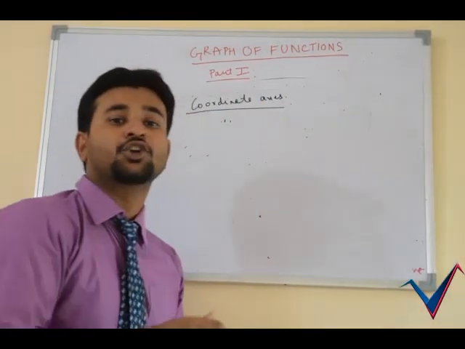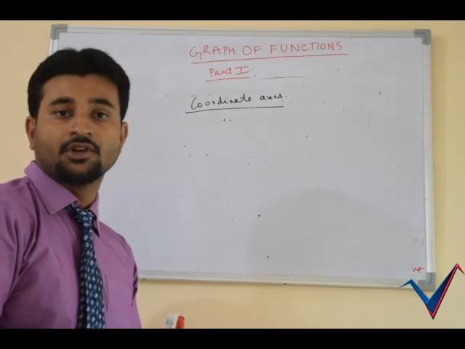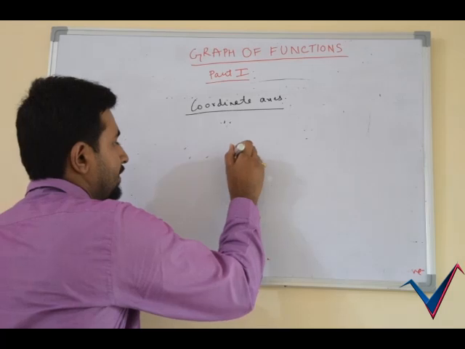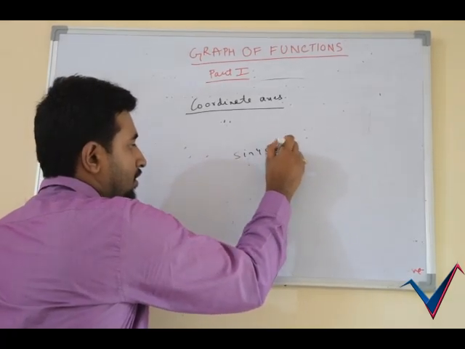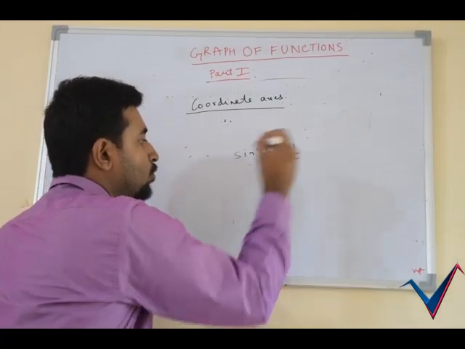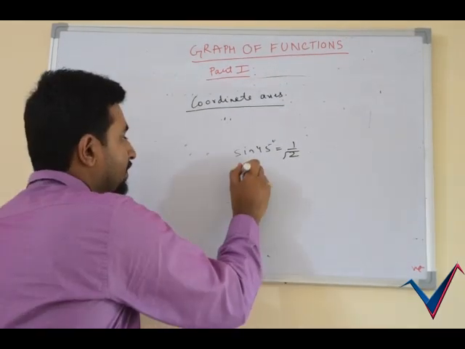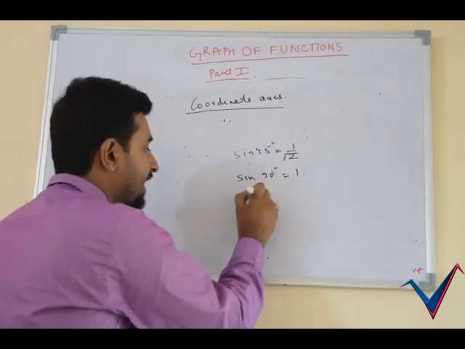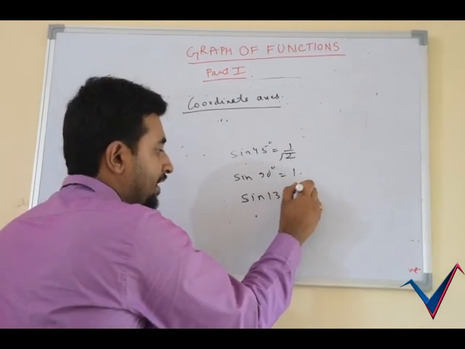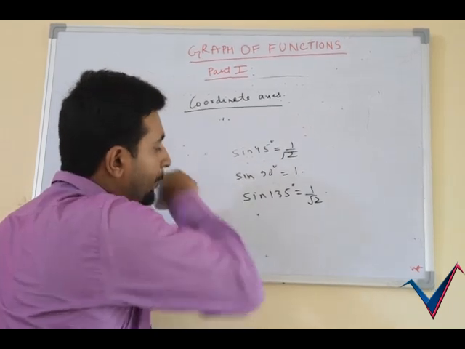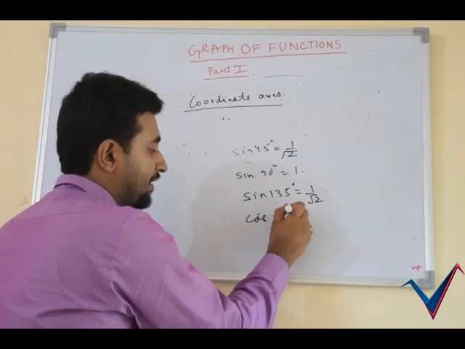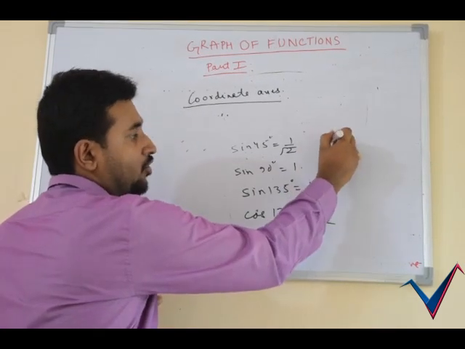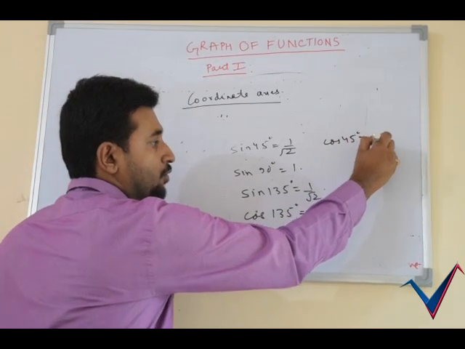Now, if I again come back to trigonometric ratios, what we find is that suppose you take the value of sine 45 degree. It is 1 by root 2. Okay. Suppose you consider sine 90 degree. It is 1. You take sine 135 degree. It is 1 by root 2. But suppose you take cos 135 degree. It will become minus 1 by root 2. And here cos 45 degree is 1 by root 2.